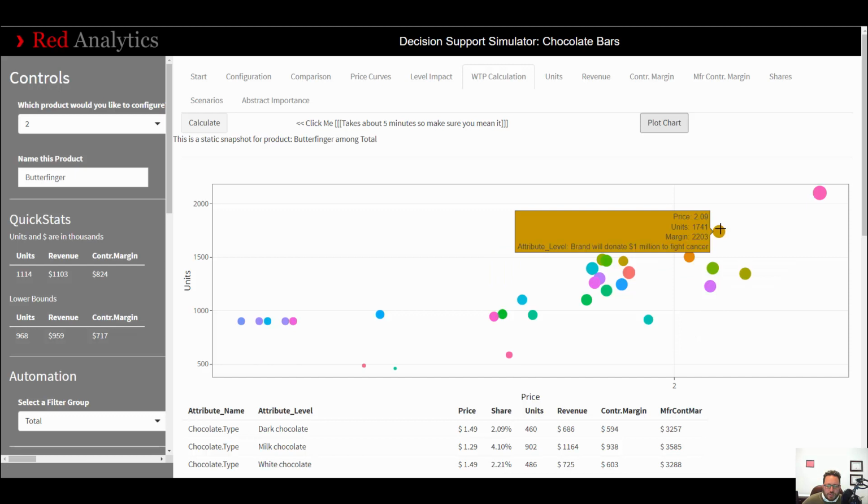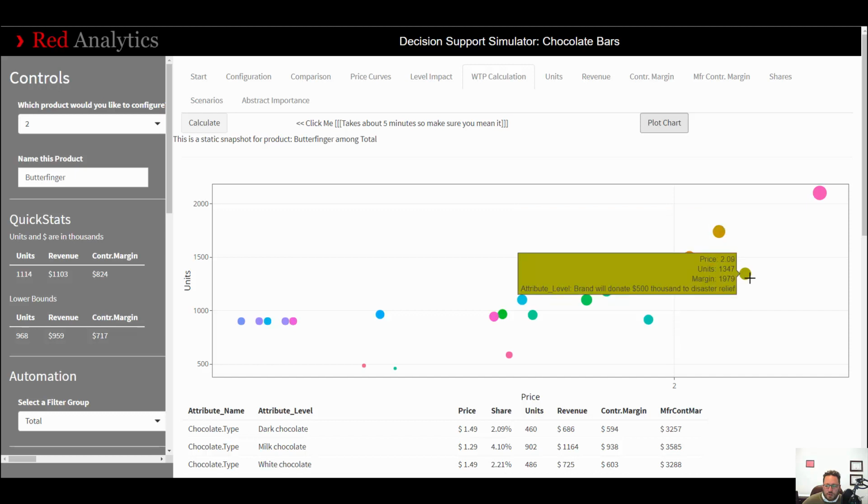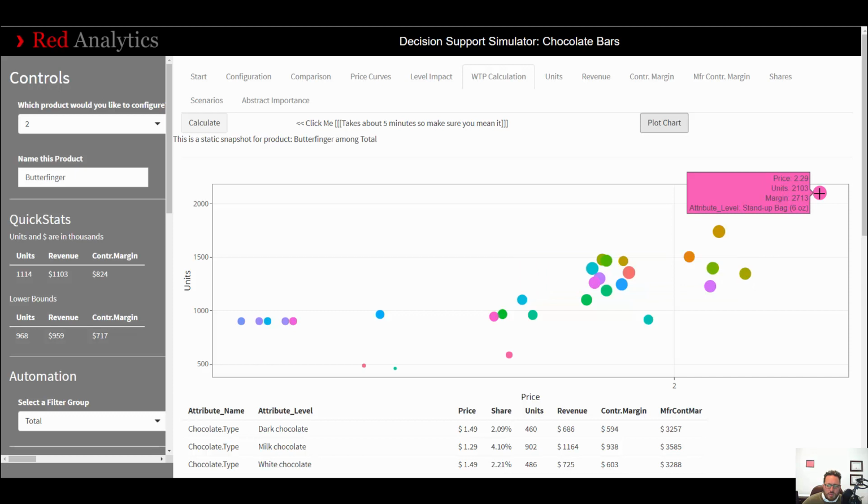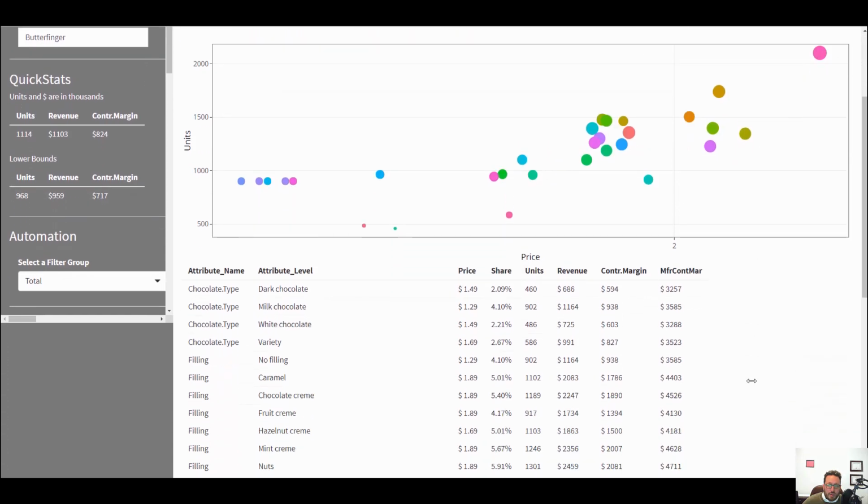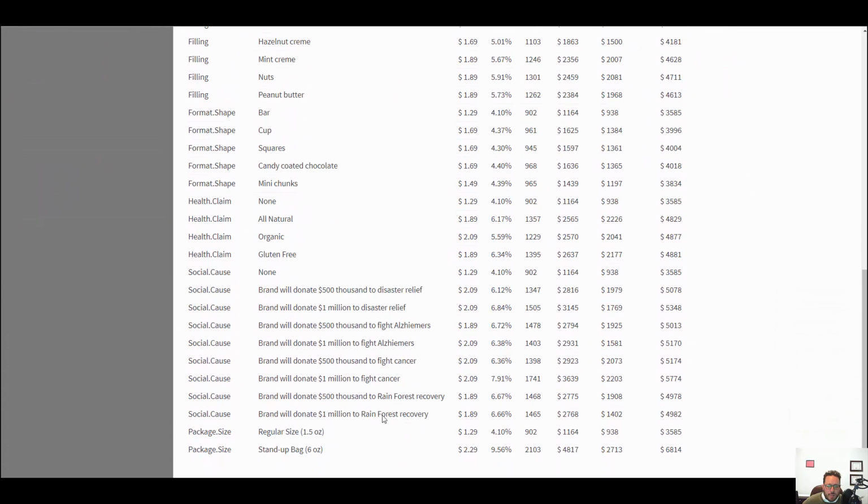Okay, we've got some other big ones. So this is donating to a cause. This one's donating to a different cause. The big one here would be a bigger bag. That's 4 times the size. Not too surprising that that one would be a big boost to what people are willing to pay to get 4 times as much candy. We see that down here too. So for the regular bar, as we saw, $1.29 is the revenue optimizing price point. For a stand-up bag, it's $2.29. So consumers are willing to pay an extra $1 to get the stand-up 6-ounce bag.